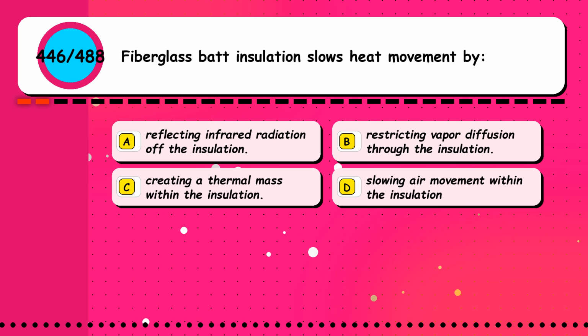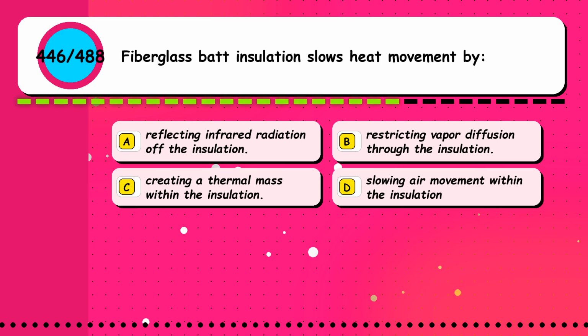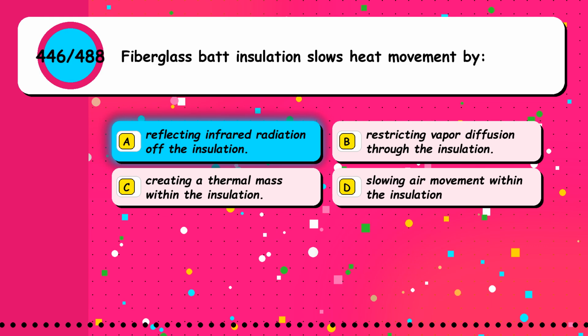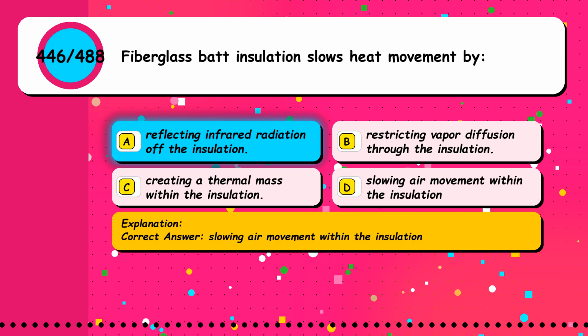Question 446. Fiberglass batt insulation slows heat movement by: option A, reflecting infrared radiation off the insulation. Option B, restricting vapor diffusion through the insulation. Option C, creating a thermal mass within the insulation. Option D, slowing air movement within the insulation. The correct answer is option D, slowing air movement within the insulation.